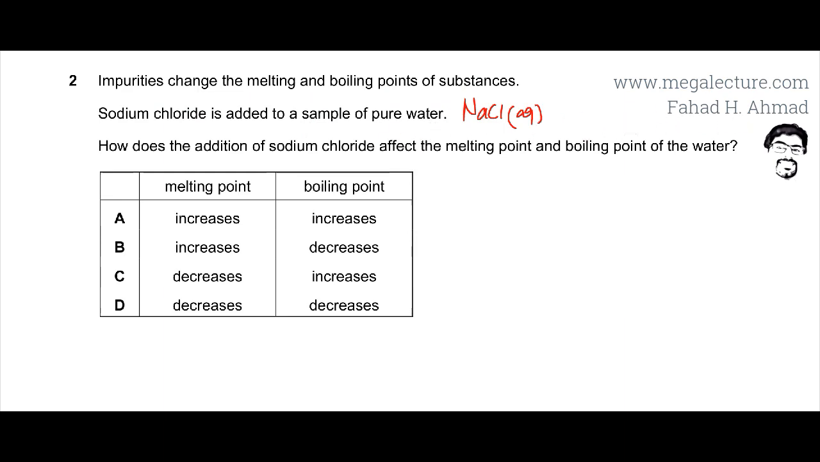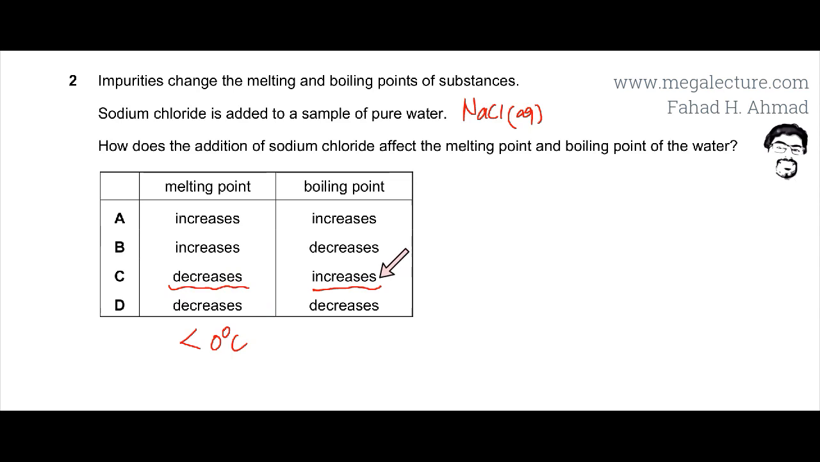Now, remember this, that when you add salt to water, the melting point is going to decrease and the boiling point is going to increase. So the water is going to melt at a temperature lower than 0 degrees centigrade. This is the reason why salt is used, especially in countries where the temperature is below freezing point, to melt ice from the windscreen of a car. Salt is used because it lowers the melting point. It makes it easier for the ice to melt.